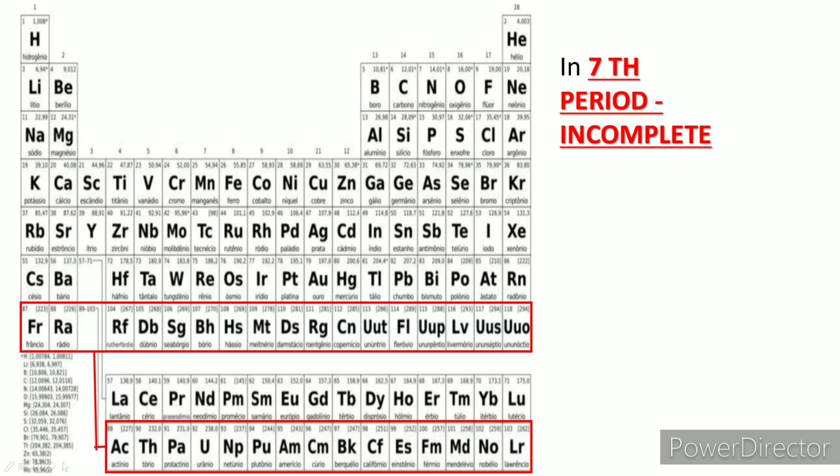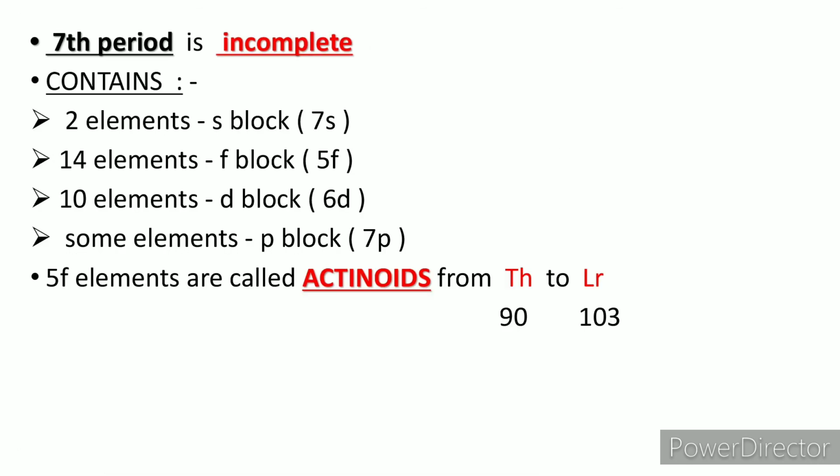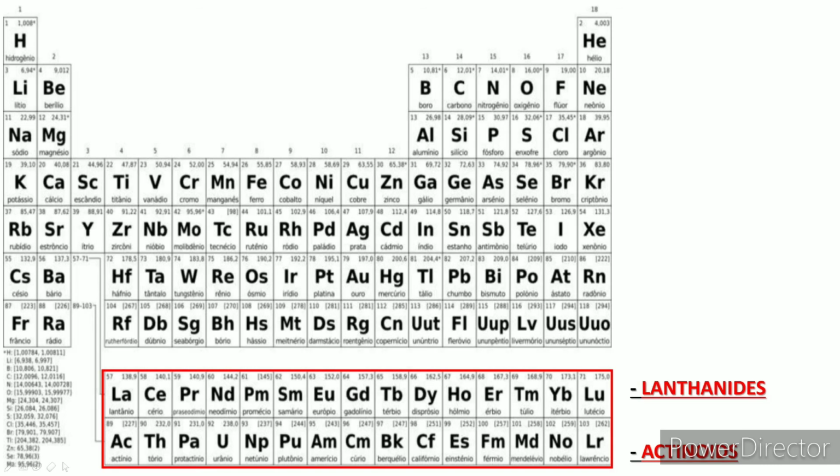The seventh period is incomplete and contains 2 elements s block, 14 elements f block, 10 d block, and some elements p block. The 14 f block elements are called actinoids. They are from thorium to lawrencium. The f block elements known as lanthanides and actinides are shown separately at the bottom of the periodic table.